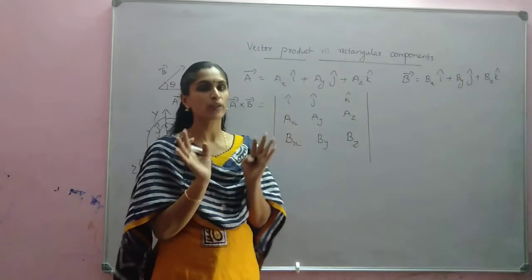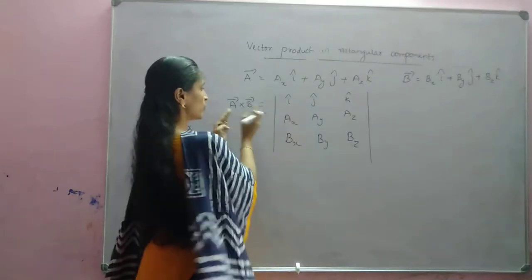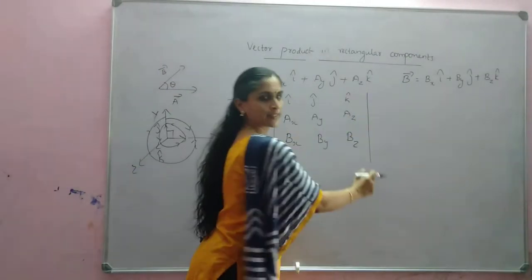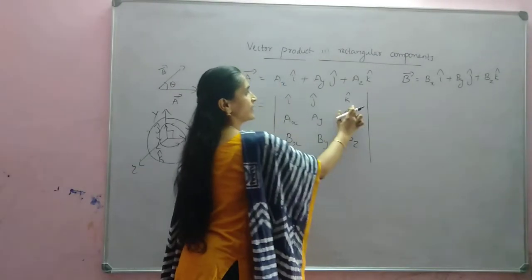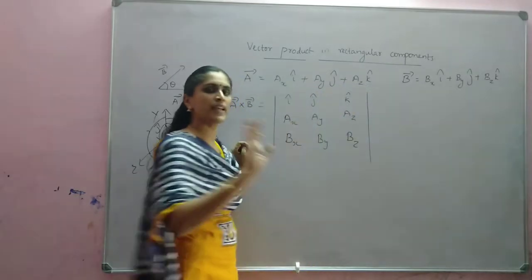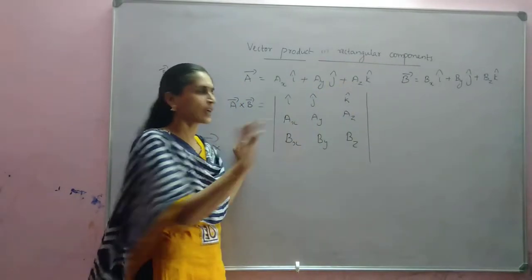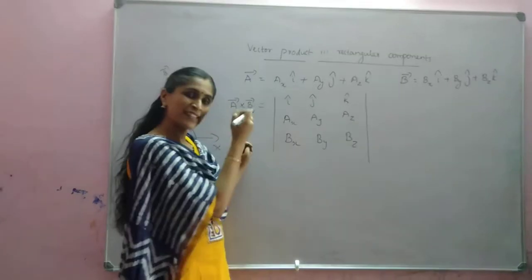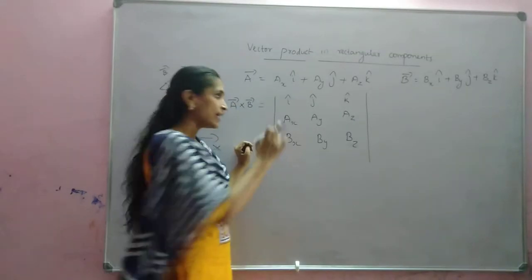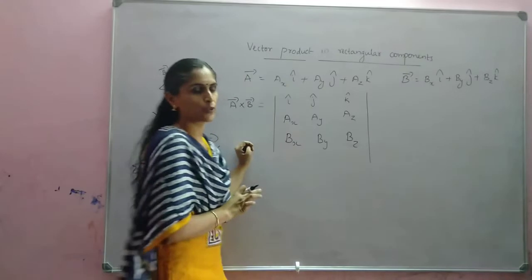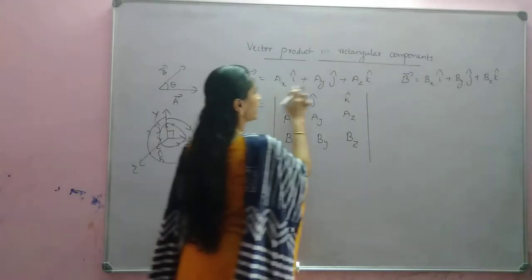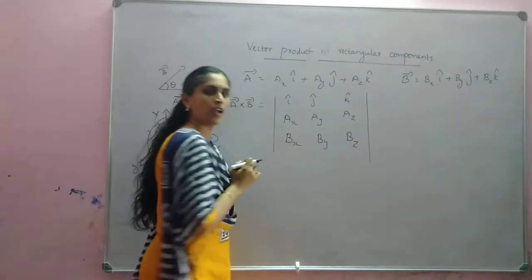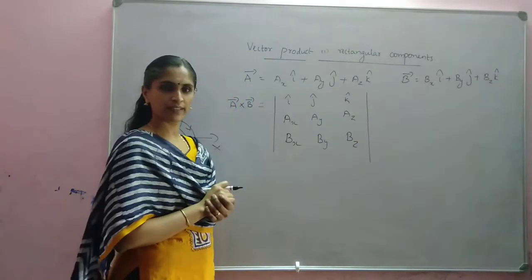Is it clear how to represent A cross B? In order to write A cross B, what did we do? We made two lines. Then in the first row we wrote i, j, k. That will be the same for any vector product. The first line will be i, j, k. And second, whichever vector it is, its x, y, z components we have to write. Here we are writing A, that's why Ax, Ay, Az. Next Bx, By, Bz.